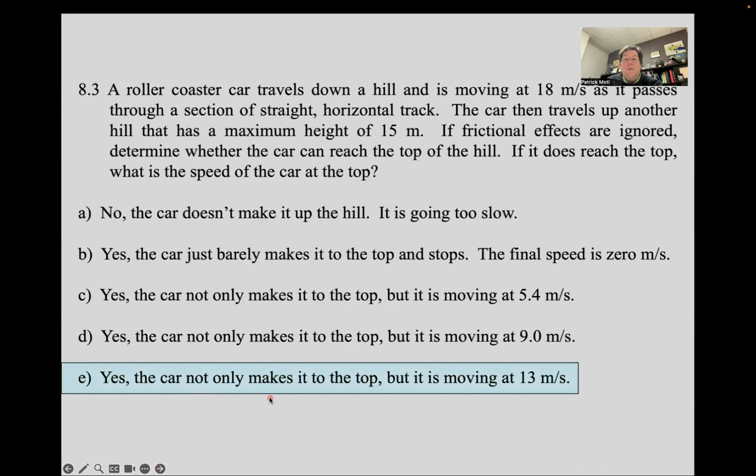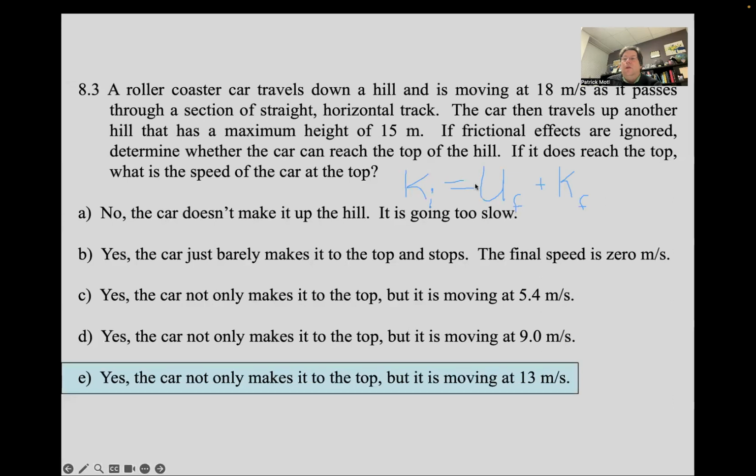All right, so the car makes it to the top, and at the top it will be going 13 meters per second. The way to see that, in the straight section of track, you have an initial kinetic energy, and that's where I'm taking the potential to be zero. So there's an initial kinetic energy, and that's going to become a final potential energy. And it could also have a final kinetic energy. I don't know anything a priori to say that that's zero.